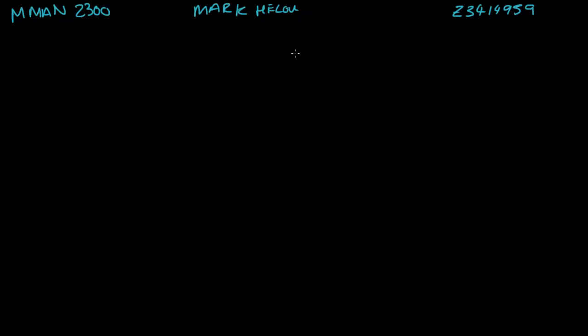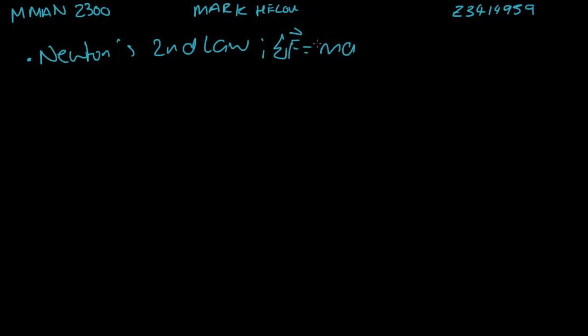Just Mark here doing my assignment for Man 2300, summarizing a topic from Man 1300. The topic I've chosen is kinetics of particles and their coordinate systems. So essentially all I'll be talking about is Newton's second law. That is, F equals ma, the sum of the forces is equal to mass times acceleration, and various coordinate systems.